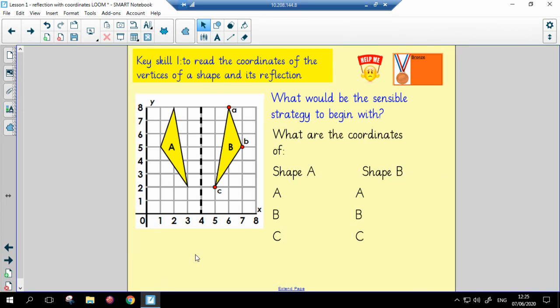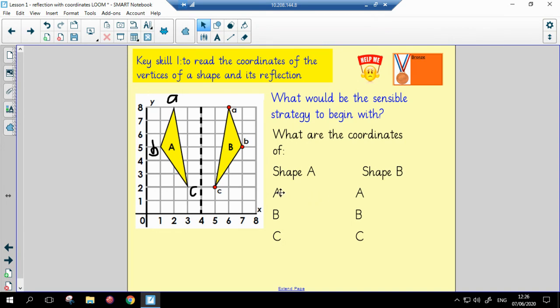Okay, here's another sort of question that we've got. I've put the question, what would be the sensible strategy to begin with if we need to find the coordinates of shape A, shape B, and the positions of the vertices? Well, a sensible strategy would be first to label shape A's vertices with A, B, and C, just to show that we know which points are which, and it will make it easier to read the coordinates.